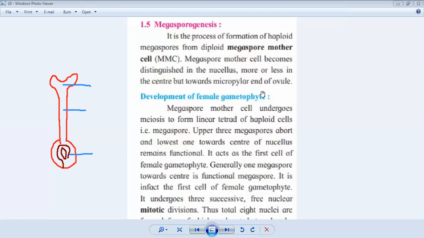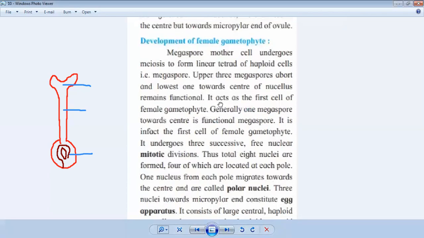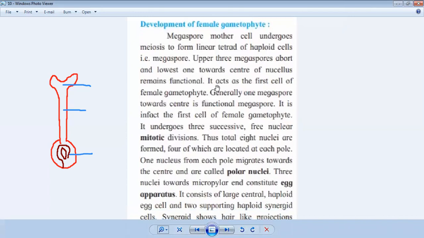Now let us talk about the development of female gametophyte, how the female gametophyte can be developed. Megaspore mother cell undergoes meiosis to form the linear tetrad of haploid cells, that is the megaspores. ठीक है, मतलब मेगास्पोर मदर सेल जो होती है it undergoes meiosis. ठीक है, meiosis मतलब सेल डिवीजन का हिस्सा होता है to form the linear tetrad of the haploid cells, that is the megaspores. Upper three megaspores abort and the lowest one towards the center of the nucellus remains functional.